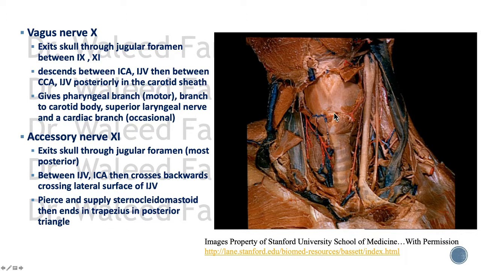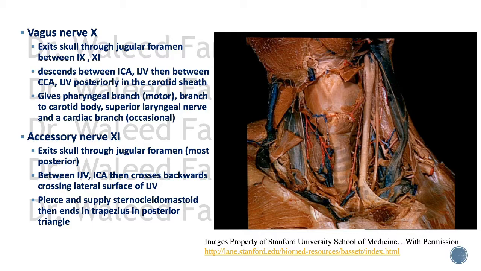Another specimen to show the vagus nerve. This is the vagus nerve. Okay, and remember in the posterior triangle you saw the accessory nerve. Now the vagus nerve exits through the jugular foramen as well, and descends between the internal carotid and the internal jugular. We know the relation in the carotid sheath as it enters the thorax, but in the neck it gives off a pharyngeal branch. It also gives a branch to the carotid sinus and carotid body maybe, and maybe a descending cardiac branch.